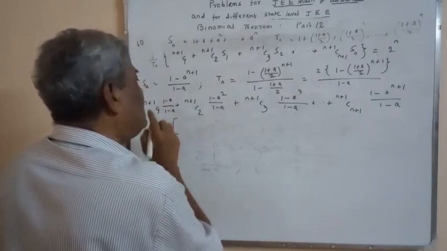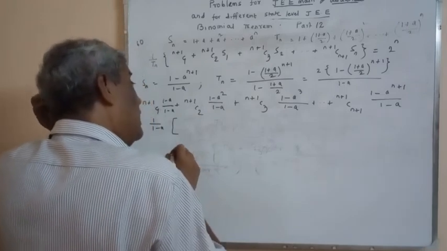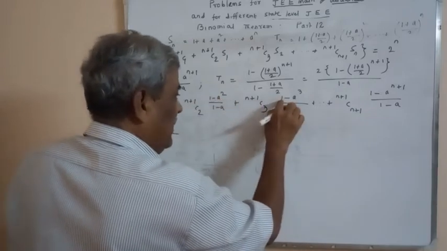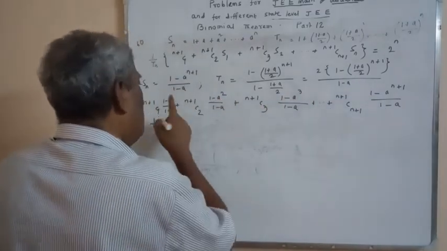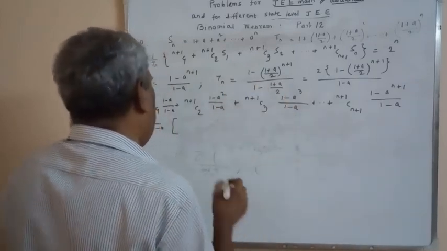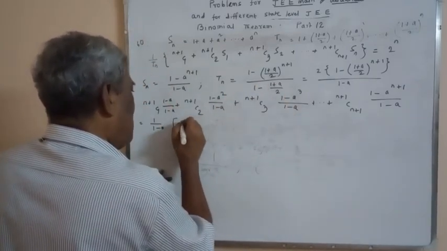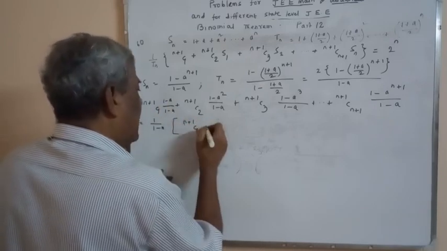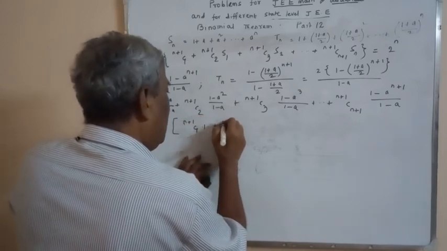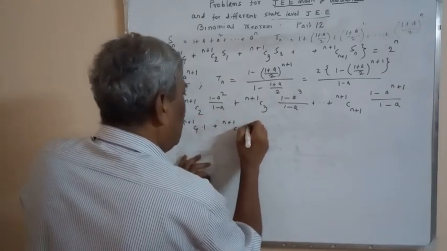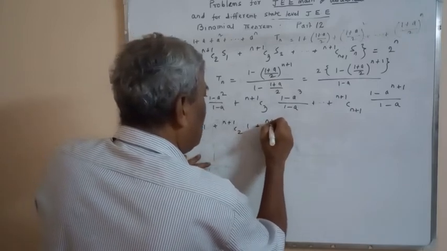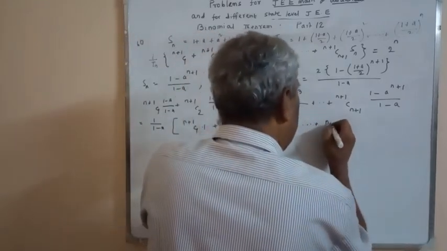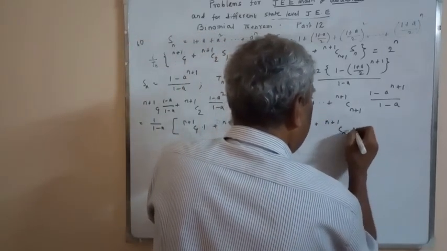Now each term contains two terms. First one is 1, everywhere is 1, and the second term is minus a square, minus a cube, and so on. Take the first term first, 1. It's n plus 1 c1 into 1 plus n plus 1 c2 into 1 plus n plus 1 c3 into 1 plus n plus 1 cn plus 1 into 1.